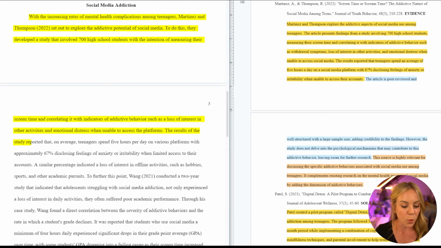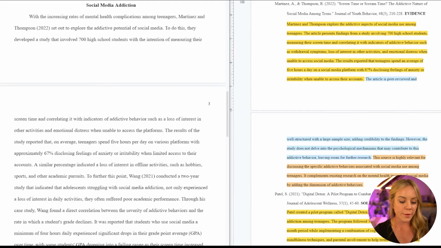The results of the study reported that, on average, teenagers spend 5 hours per day on various platforms, with approximately 67% disclosing feelings of anxiety or irritability when limited access to their accounts. A similar percentage indicated a loss of interest in offline activities such as hobby sports and other academic pursuits. So again, as you can see, we have fleshed out the points by using the transitional language, and we have used our linking language. Things like "Martinez and Thompson set out to explore," "To do this, they developed a study that involved," "the results of the study reported."